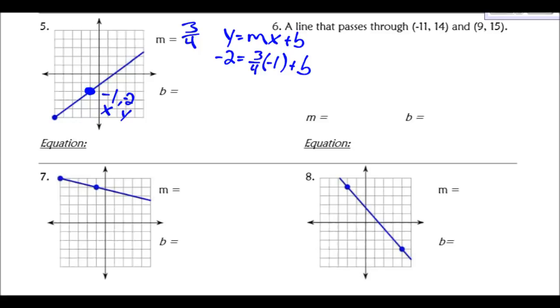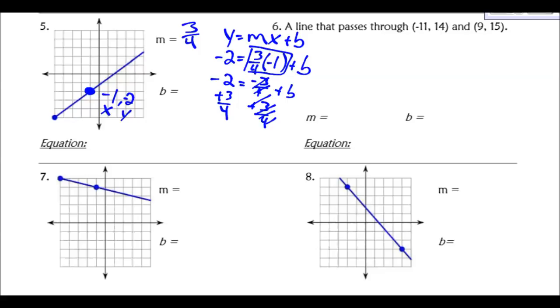I have to multiply these two together first, so that's negative 2. And I'm going to multiply these two together first. That's negative 3/4 plus b. I'm trying to cancel out a negative 3/4. So I'm going to add 3/4 to both sides. That's going to cancel out. And negative 2 plus 3/4.